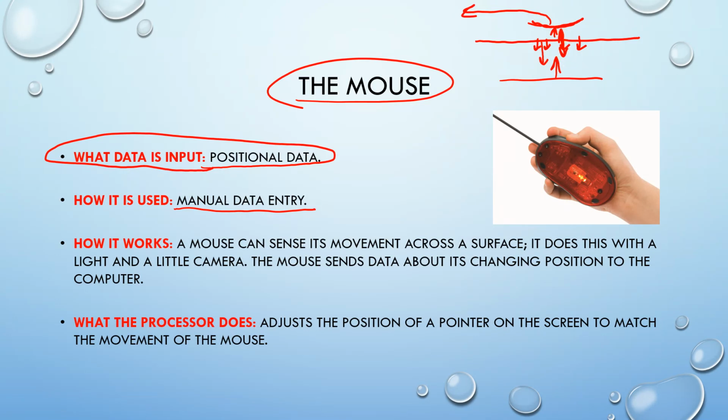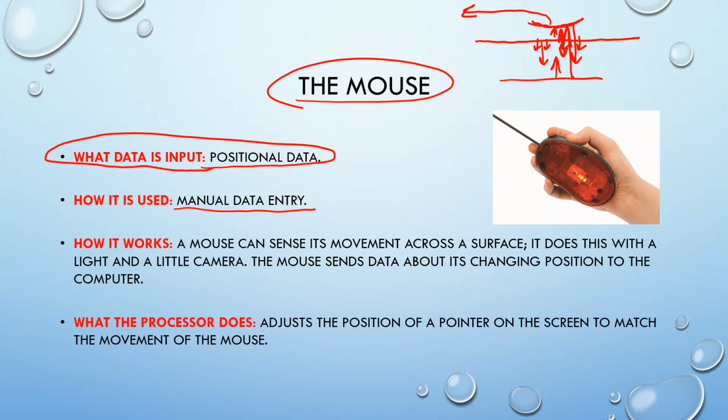Okay, so that's how the mouse works. Remember, light shining out of the mouse hits the surface that you're on, bounces back off the surface into the lens inside of the mouse, and the digital signal is sent to the processor. The processor will convert and check to see if the mouse has moved.